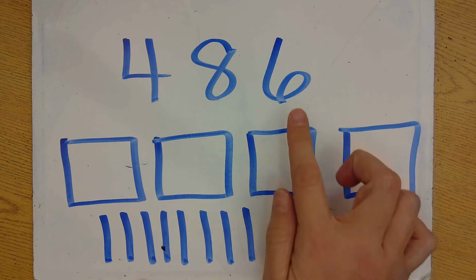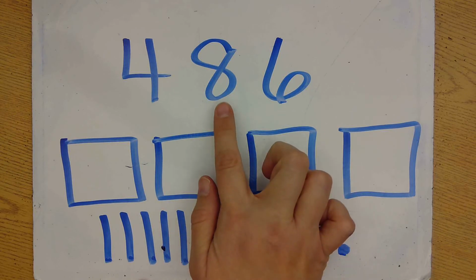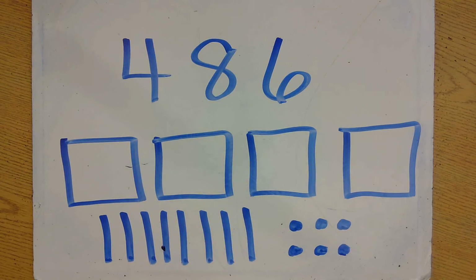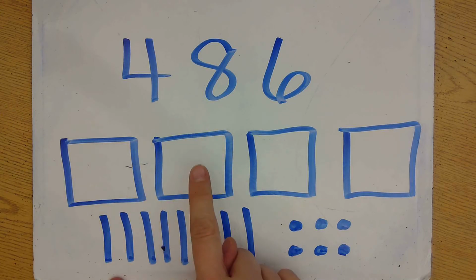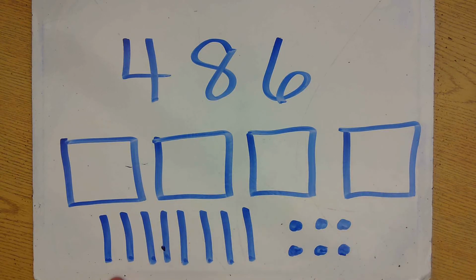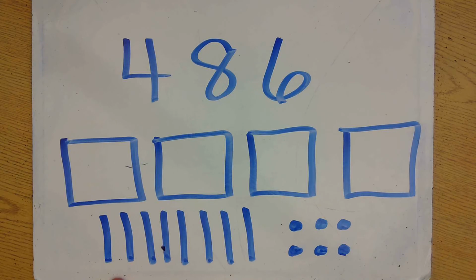What value is the 6? You're right, it just means 6. What value is the 8 being in the tens place? Let's count by tens 8 times. 10, 20, 30, 40, 50, 60, 70, 80. So because 8 is in the tens place, it means 80. What's the value of the 4 in the hundreds place? Let's count by 100s. 100, 200, 300, 400. The 4 means 400 in this number.